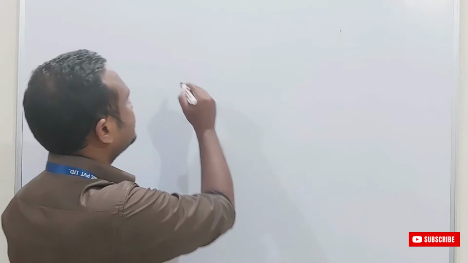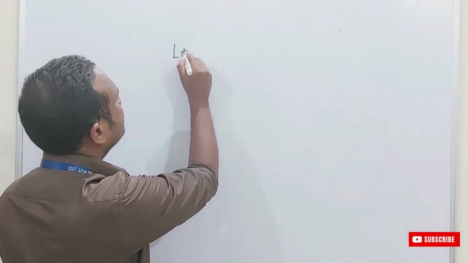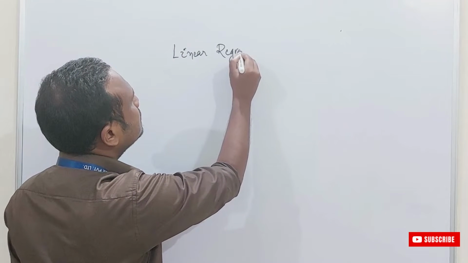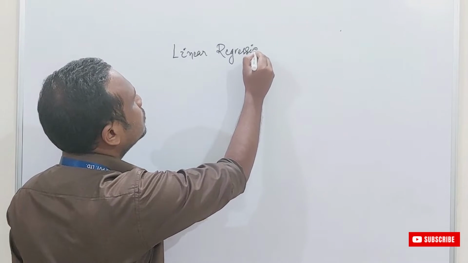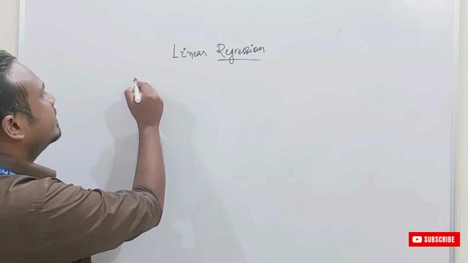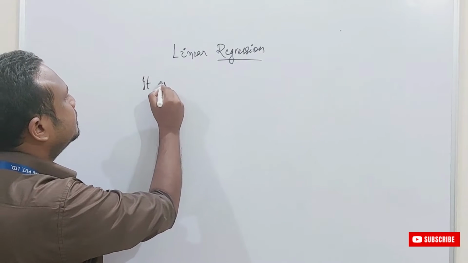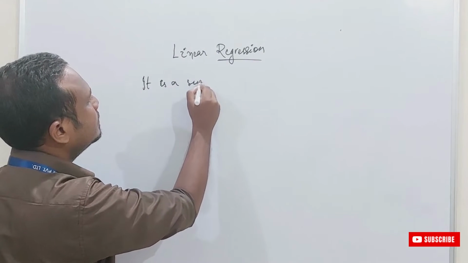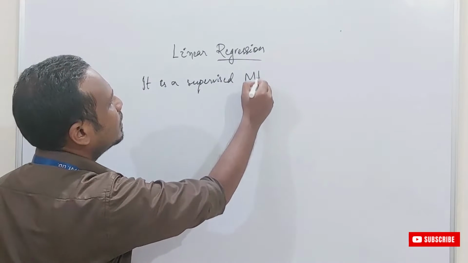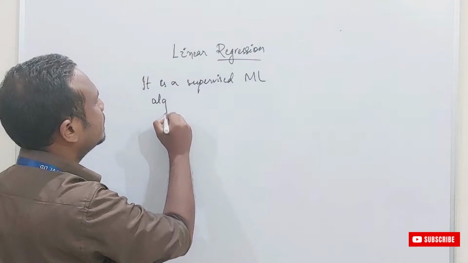So our first algorithm goes by this: linear regression. So why is it termed regression? You know, it is a supervised machine learning algorithm.